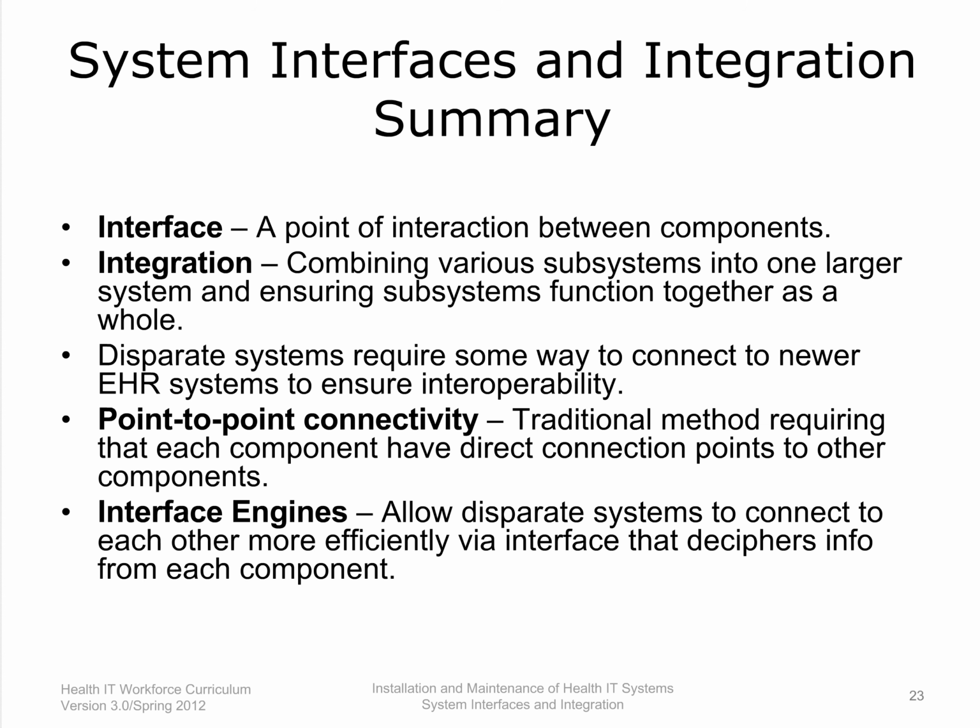Point-to-point connectivity is the traditional method, requiring that each component have direct connection points to other components. Interface engines allow disparate systems to connect to each other more efficiently through the use of an interface that can decipher information from each of the various components.